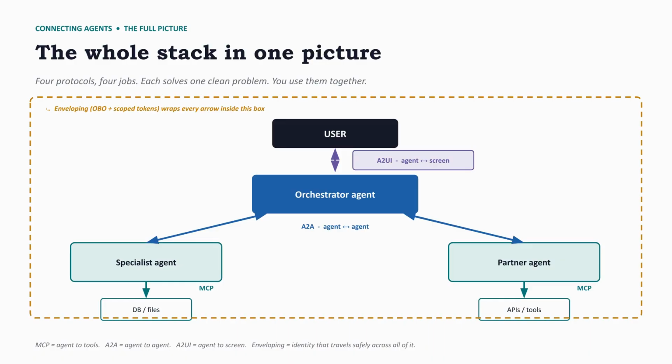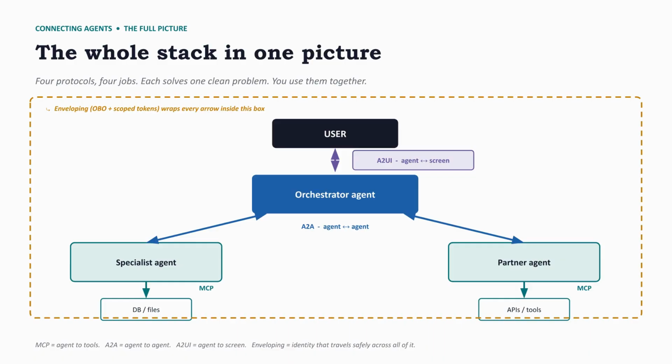The whole stack in one picture. This is the payoff that ties every protocol together. Between the user and the agent is A2UI, agent to screen. Below that, an orchestrator uses A2A to talk sideways to your specialist agents and even a partner's agent across an org boundary. Each of those agents uses MCP to reach down to its own tools, whether a database, files, or APIs. Wrapping all of it is the auth envelope, the identity that travels safely across every arrow, downscoped at each hop, which is not a bolted-on feature but the security that must be present on all the others.